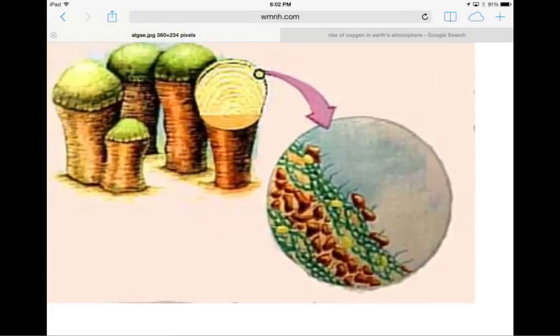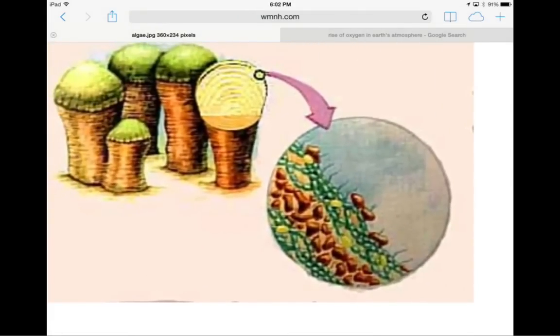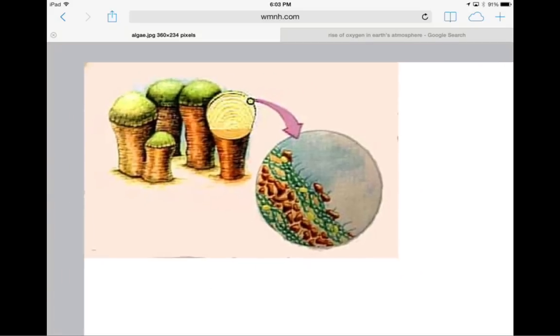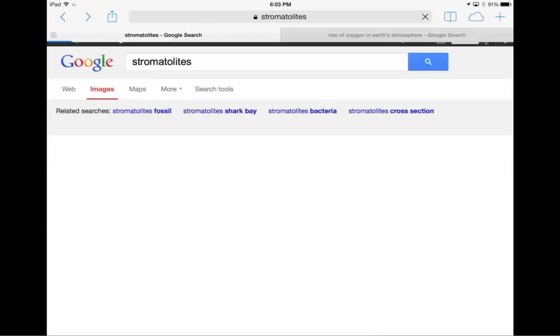And this is a neat picture because you can see the wavy appearance of the stromatolite, which is what we find in the fossil records. And then if you look at the image and you see the little green dots in that little circle to the right, those are the stromatolite's individual bacterial cells. These are like blue-green algae. They're a cousin to that. And that's what we're talking about.